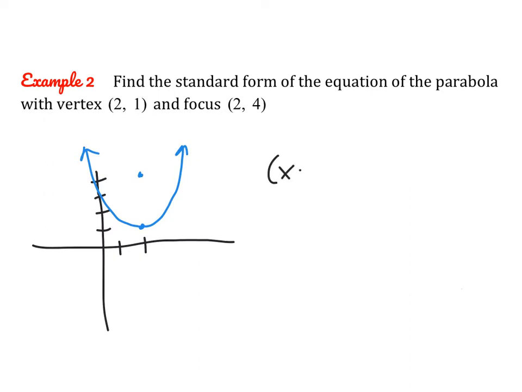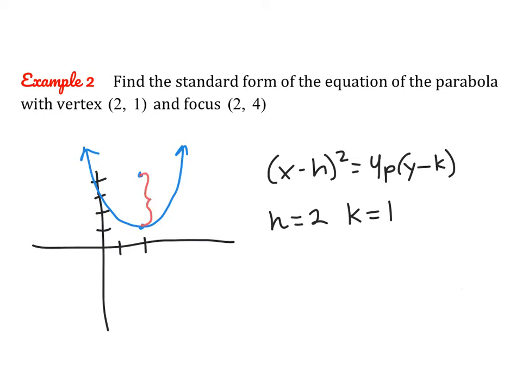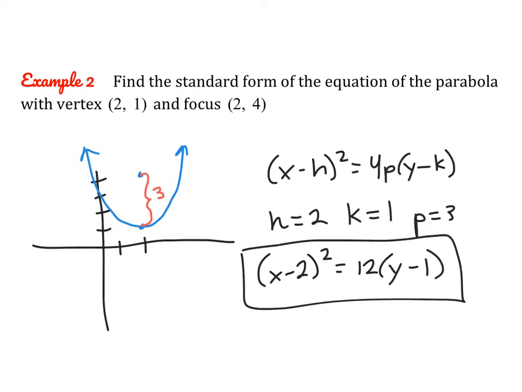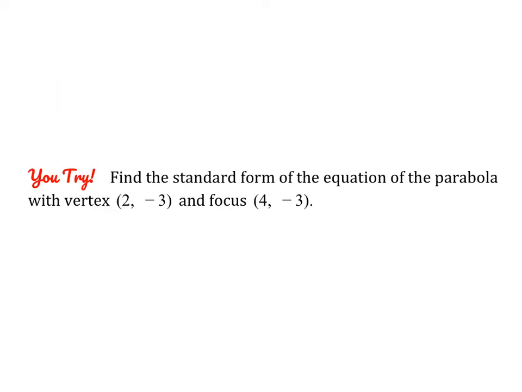So we have x minus h squared equals 4p times y minus k. And then looking at the information we're given, I can see that h is going to be 2, k is going to be 1, and I can see that this distance from our vertex to the focus is 3. So that's our p-value. And then from there, all you need to do is plug it into the formula. So we have x minus 2 squared equals 12 times y minus 1. And this is the equation in standard form. All right, go ahead and pause the video and give this one a try.